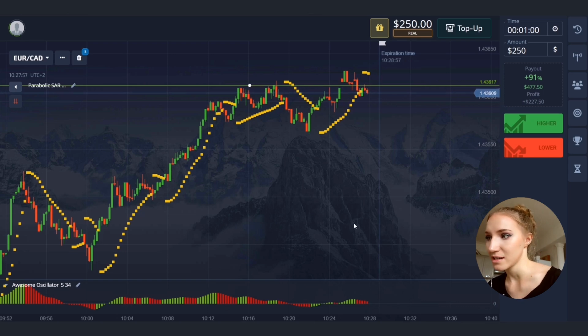And also it shows us the histograms of different colors. For example, the green histogram shows that the price is gonna move up. This is the increase in volumes. When the red histogram appears, it shows that the price is gonna move down because of this decrease in volumes.